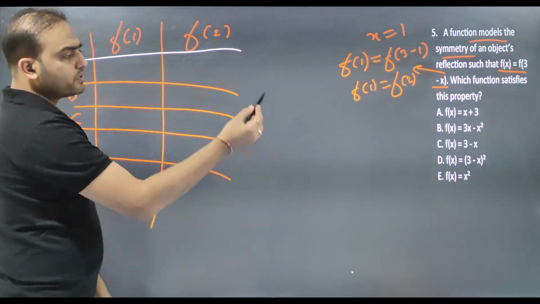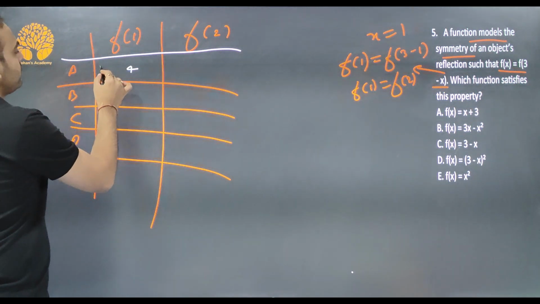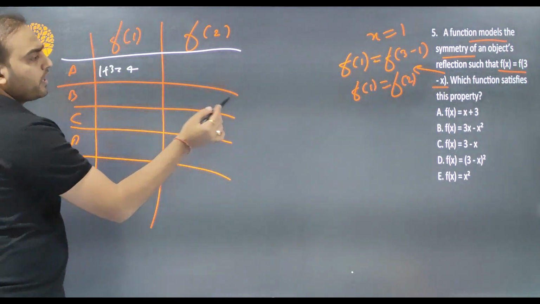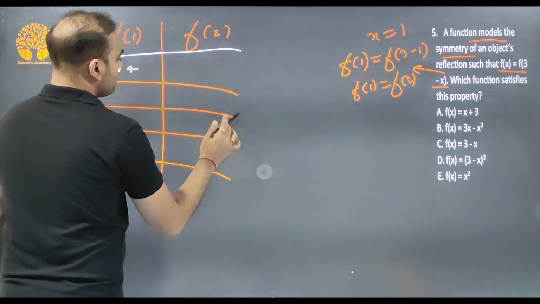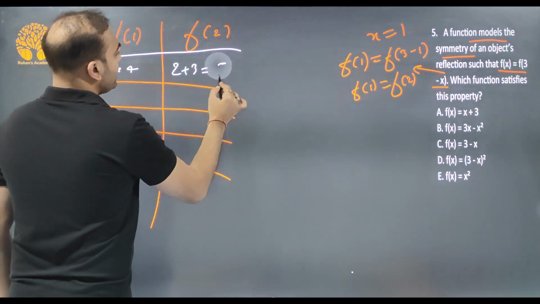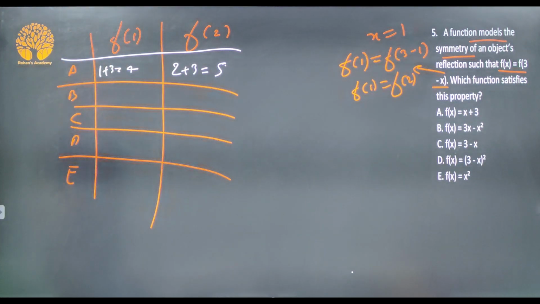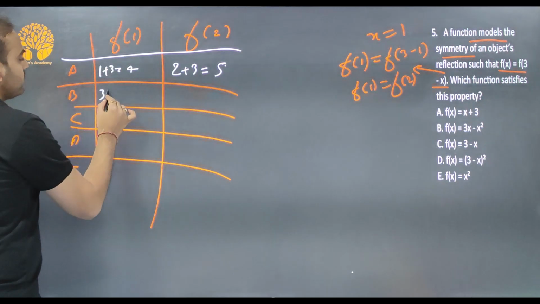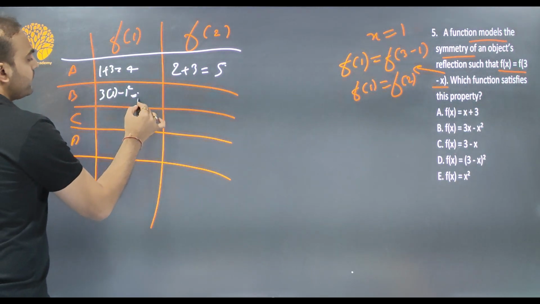For the first one, what is f of 1? 4, right? 1 plus 3, which is 4. f of 2, that is 2 plus 3, which is 5. Okay, clearly not equal, right? Second one, 3 into 1 minus 1 square, that is 2.